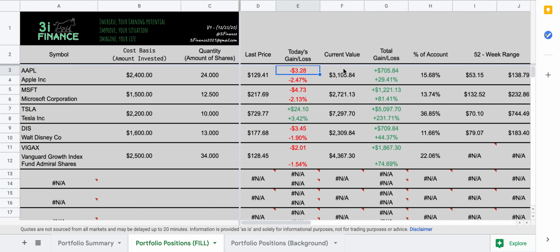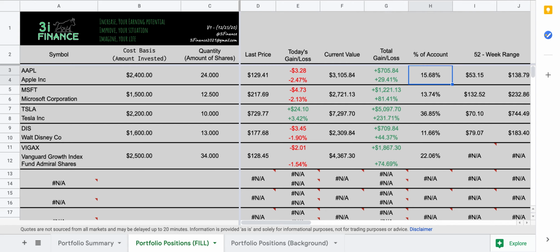The current value is just the amount of money that you have gained or lost from your investment. So this is what your money is worth today if you were to sell all of your shares in your stock position. The total gain or loss is just how good or bad this stock position has done dollar-wise and percentage-wise.